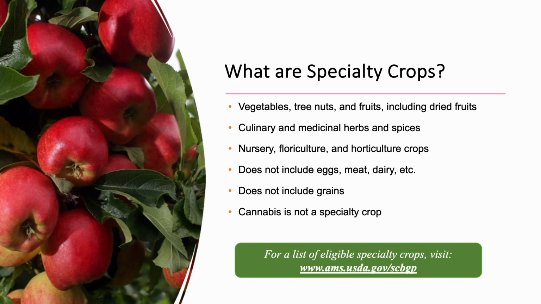A list of eligible and ineligible commodities can be found on the United States Department of Agriculture, or USDA's website, and is also included with the materials in the Handouts tab on the GoToWebinar dashboard. The list is not intended to be all-inclusive, but rather to give examples of the most common specialty crops. If there's a commodity you are questioning that is not on the eligible specialty crop list, please send us an email and we will be happy to ask the USDA for clarification.